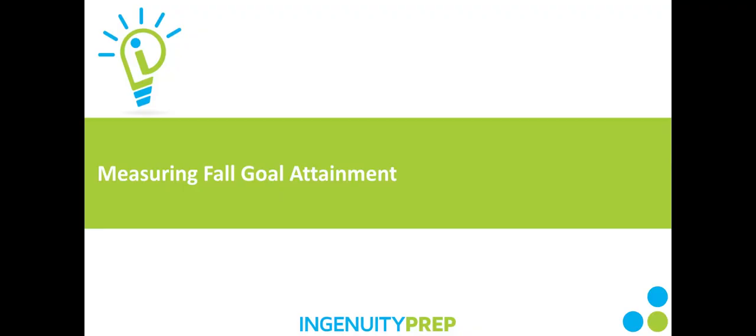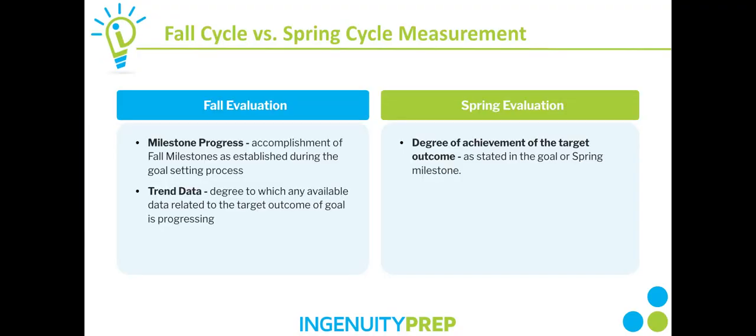In this video, we will be going over fall cycle measurement of goals. In the fall, we aren't scoring final target outcomes. Instead, we're looking at milestone completion and trend data. Did you hit the fall milestone set for the goal as part of the goal setting process? Is there any trend data available? If so, what does that data tell you about whether or not you're on pace to meet the goal?